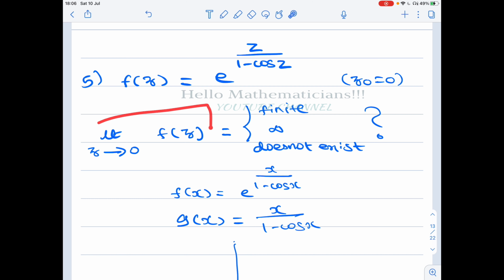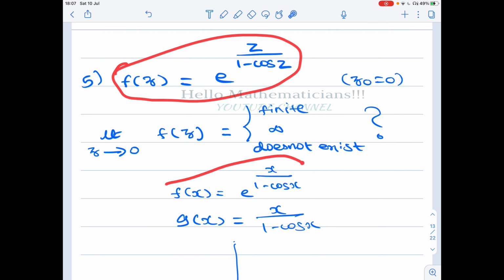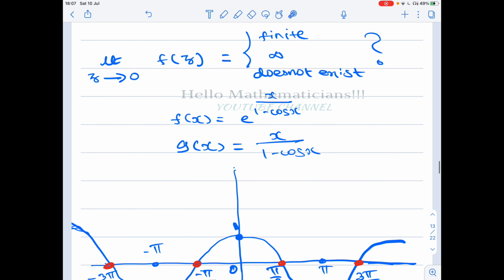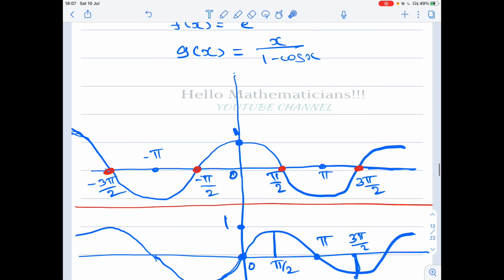For that I have to show that this limit doesn't exist. To show this limit doesn't exist, I approach 0 in two different directions and get two different answers. Now I'm going to approach along the real line. So I consider this function as a real function. I take f of x equal to e power x by 1 minus cos x. And this x by 1 minus cos x, I define separately as g of x equal to (x minus 1) by cos x.